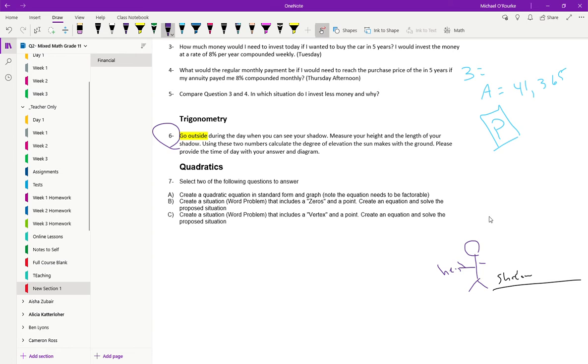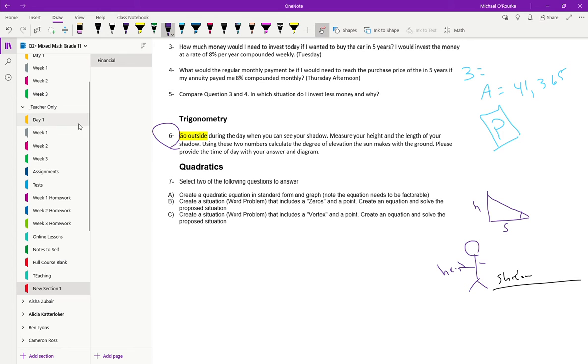So I'm going to end up with a triangle that looks like this, with my height here, my shadow here. And I want to calculate the degree of elevation the sun makes with the ground. So I'm looking for this angle right here.